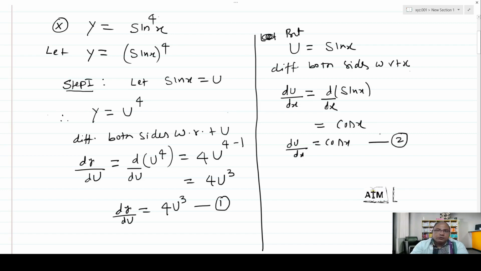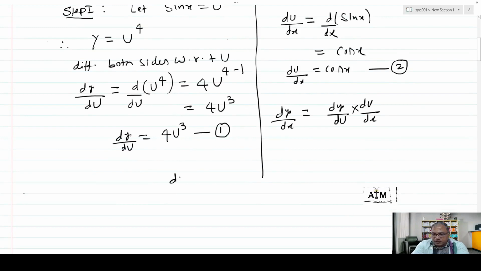Then what to do? You can multiply the first result with the second result. In chain rule, you will get the multiple of results. You have to multiply all the results, then you will get the dy by dx. So dy by dx is nothing but, what is the first result? Dy by du. And what is the second result? Du by dx.